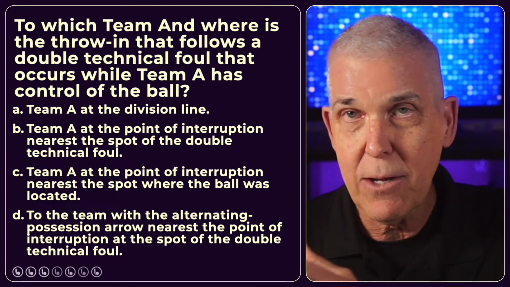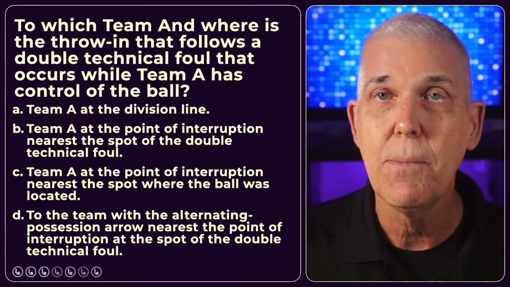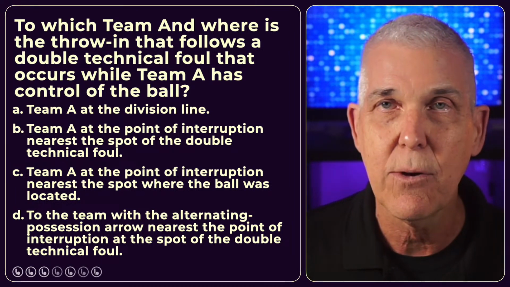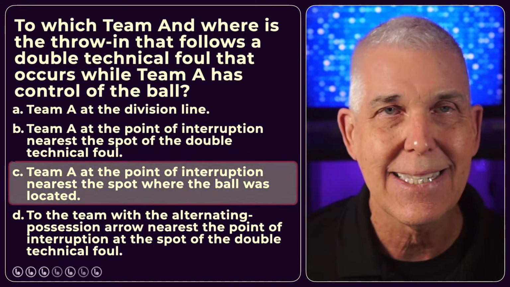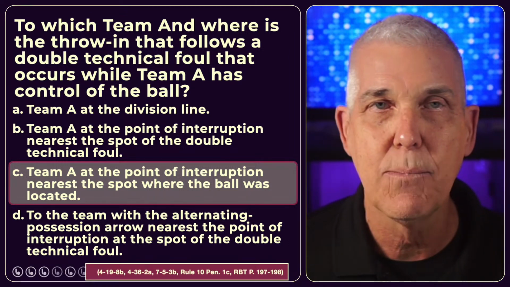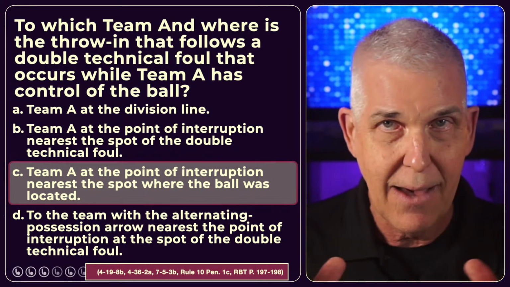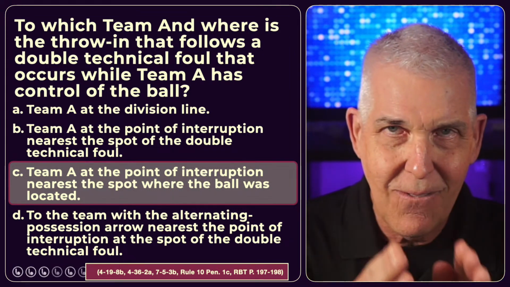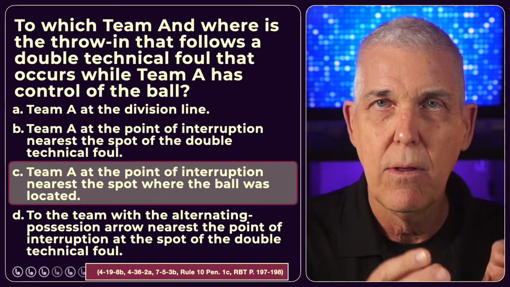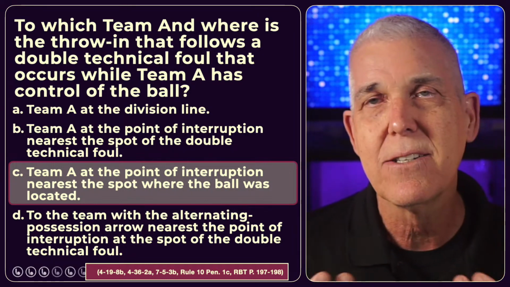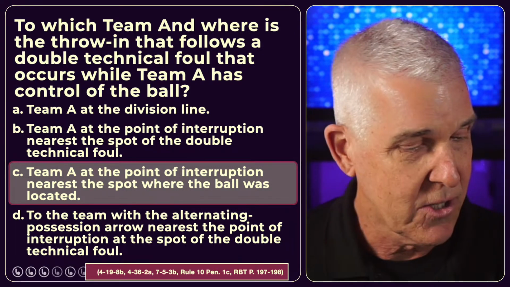If it was in the backcourt, it would be nearest the spot where that location was. If it was in the front court, it would be at one of the 4 throw-in spots nearest to where that was. So our correct answer here is C. Team A at the point of interruption nearest the spot where the ball was located. So often as officials, you may have partners in your game, we have an event on the court, and we always think that fouls spot nearest the foul. Foul spot nearest the foul. But in a double foul, double technical situation, we go to the point of interruption.